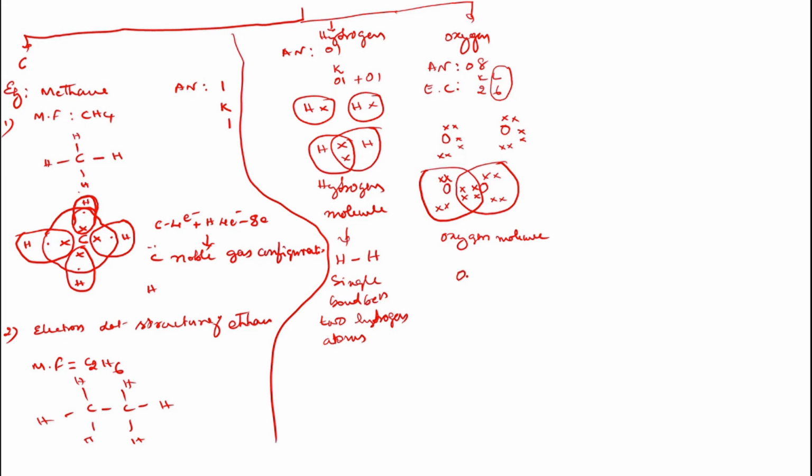Oxygen and oxygen. Oxygen to oxygen, it is a double bond. So that means a double bond between 2 oxygen atoms. So oxygen also we have seen. Now we will see nitrogen.